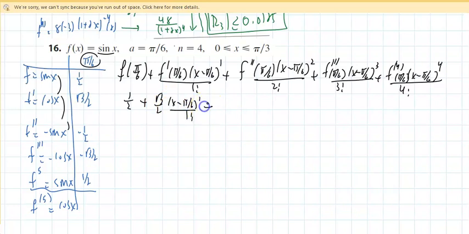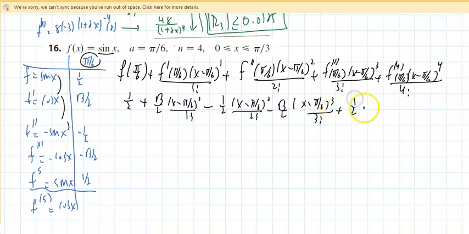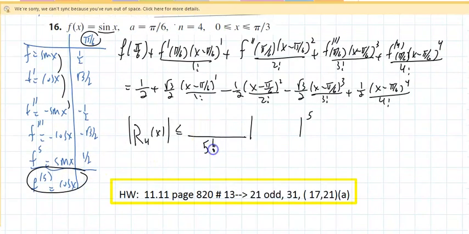(x minus pi over 6) to the 1 over 1 factorial, minus 1/2 (x minus pi over 6) squared over 2 factorial, plus that, minus radical 3 over 2 times (x minus pi over 6) cubed over 3 factorial, plus 1/2 times (x minus pi over 6) to the 4 over 4 factorial. Now for the remainder, here it is. I'm going to write it out. So the denominator is 5 factorial.